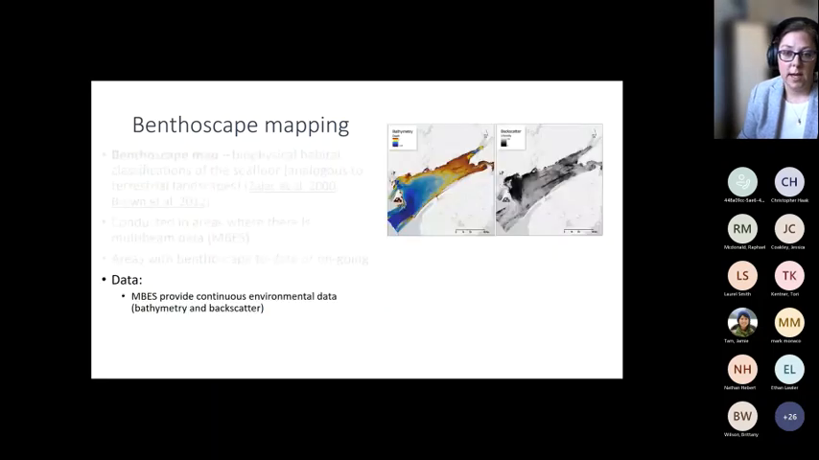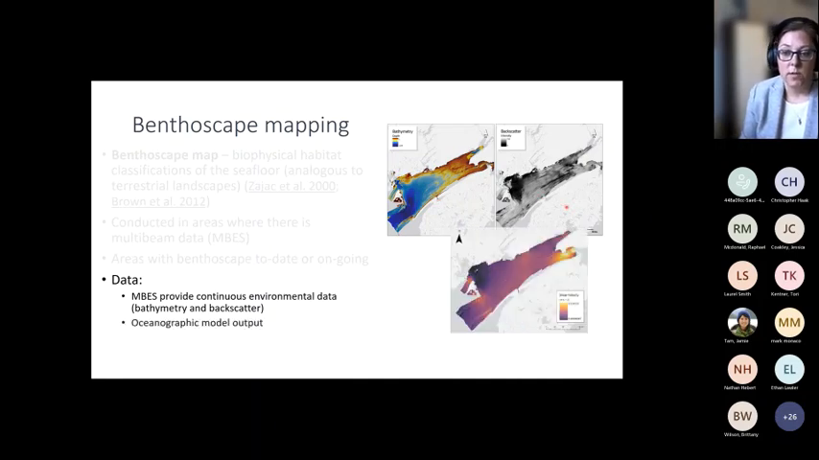All right, so in order to create a habitat map, two main data types are required. One being the continuous environmental data. So for terrestrial mapping, this is typically high resolution satellite imagery, but for the seafloor mapping, we are mostly limited to acoustic data, so bathymetry and backscatter and their derivatives. But we can also use, of course, continuous oceanographic data, such as oceanographic model output. So here, for example, is shear velocity.